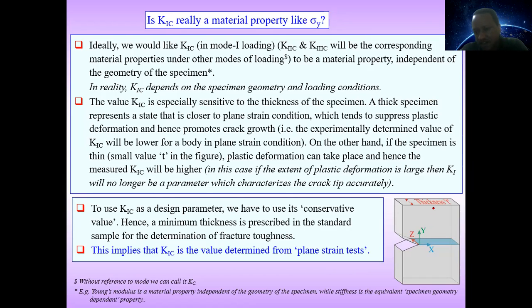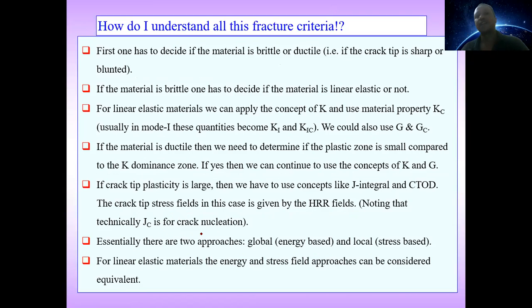So here, the thickness T of the material is another factor. To use K1C as a design parameter, we have to use its conservative value, meaning the minimum thickness is prescribed in the standard sample for the determination of fracture toughness. This implies that K1C is the value determined from plane strain tests. How do I understand the fracture criteria? First, one has to decide if the material is brittle or ductile. That is the first phase.